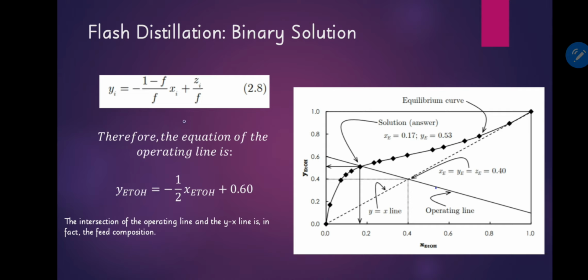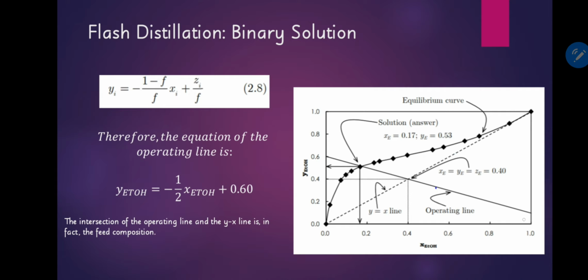Therefore, the equation of the operating line is y is equal to negative 1 half x plus 0.6. If you plot this now, this one is your equilibrium curve. This is your operating line. See, the y-intercept is 0.6. The slope here is negative 1 half. So this is now your operating line, that is your equilibrium curve, and this is your y equals x line.